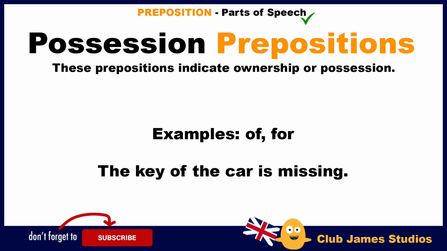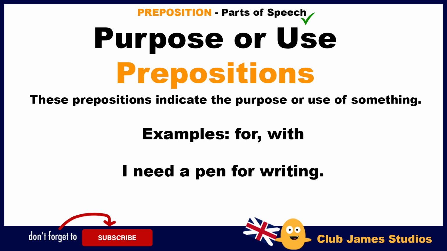Possession prepositions. These prepositions indicate ownership or possession. Examples: of, for. The key of the car is missing. Purpose or use prepositions. These prepositions indicate the purpose or use of something. Examples: for, with. I need a pen for writing.